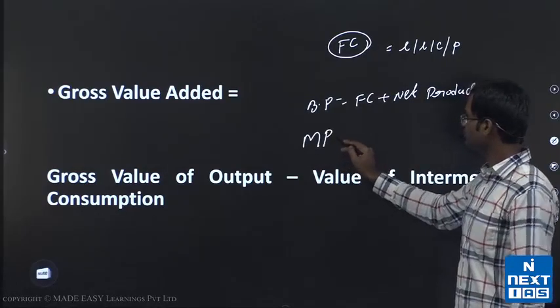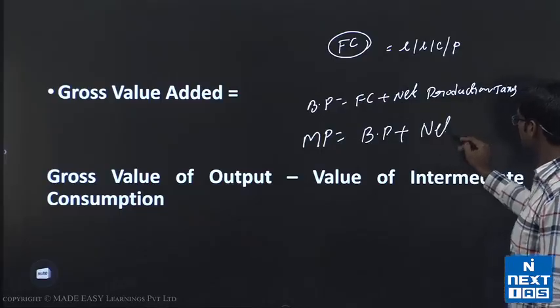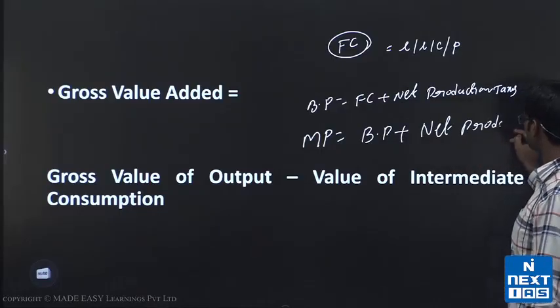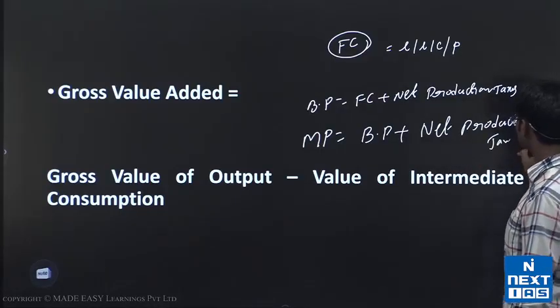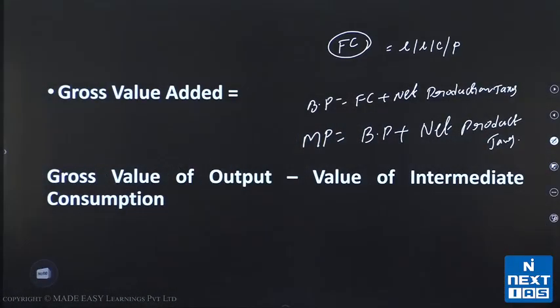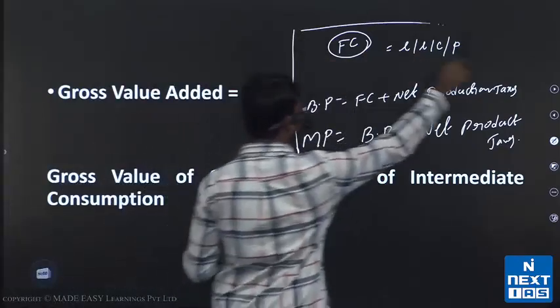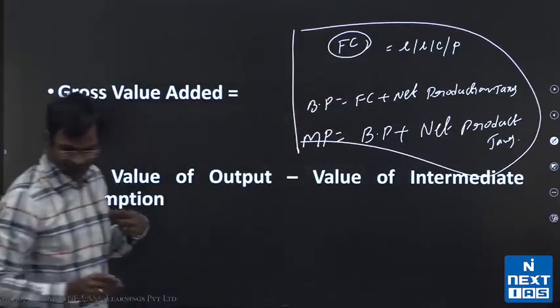Market price is equal to basic price plus net product taxes. Keep it in a box. Whenever you get a doubt, take a photo and keep it in your DP. Keep this in your DP for 2 days, then it will become easy.